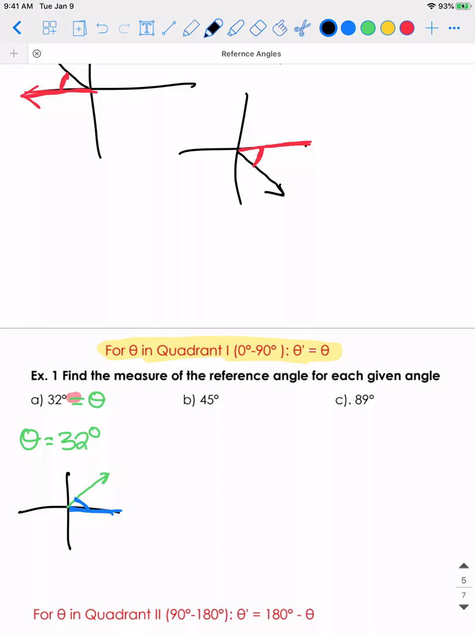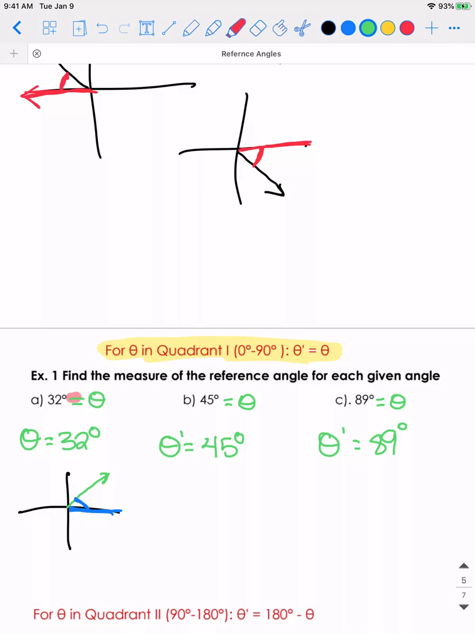Okay, so letter B, 45 degrees, that is our theta. So my theta prime is also 45 degrees. So I want you to take a second and figure out letter C. Okay, letter C, we were given theta as 89 degrees, so my theta prime is also 89 degrees. Okay, so that only works for quadrant 1.